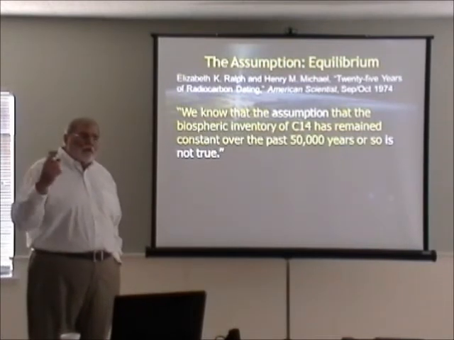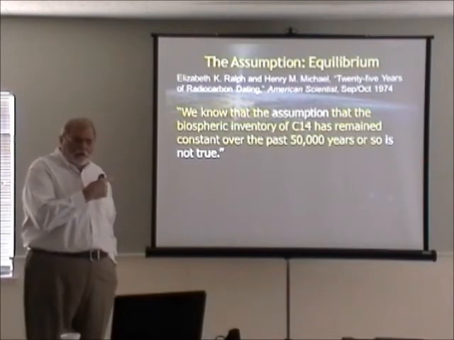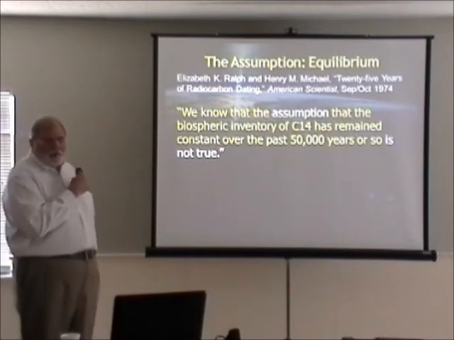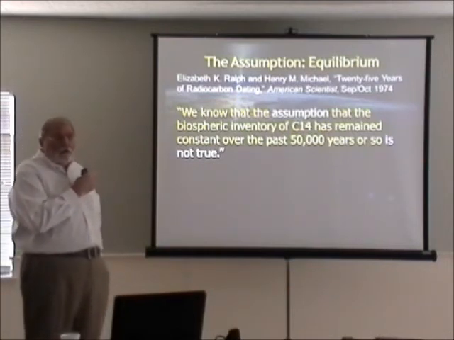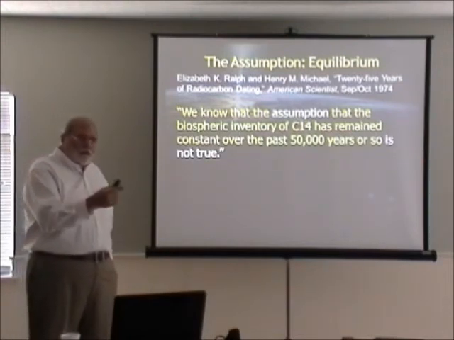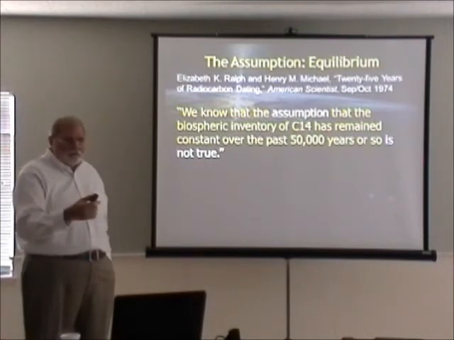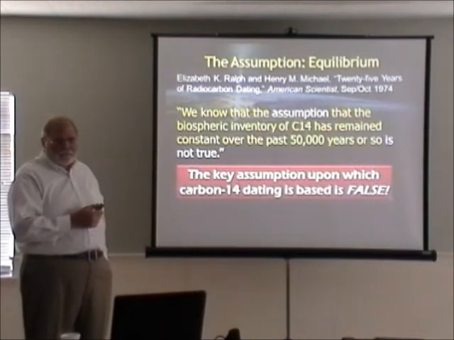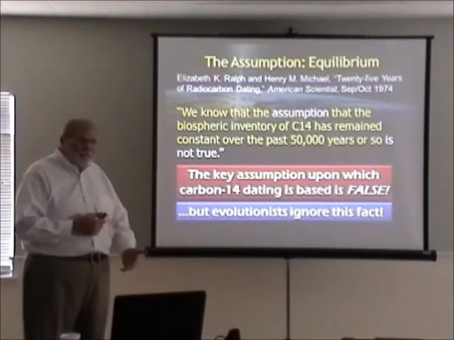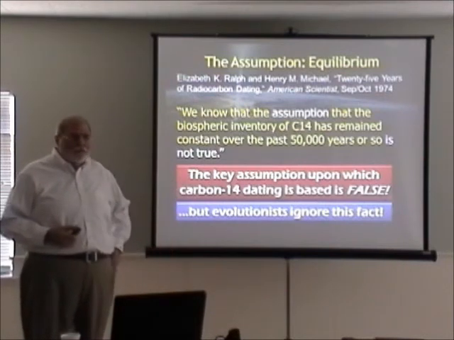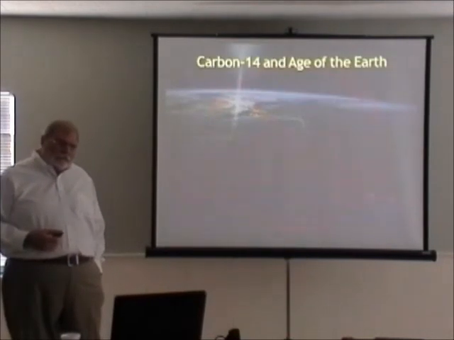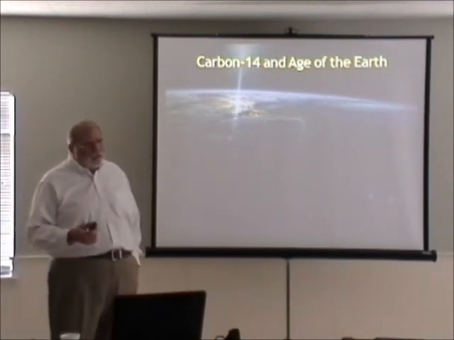And remember, this is about the equilibrium. We said, how do we know? This is what the scientists say. What do they say? We know that the assumption that the biospheric inventory of C14 has remained constant over the past 50,000 years or so is what? What's that phrase? Is not true. Is not true. Did I answer your question? Mm-hmm. They know it's not true. So the key assumption is false, but evolutionists just ignore this. Isn't that interesting? We know this. So it's not as reliable as we think it is.